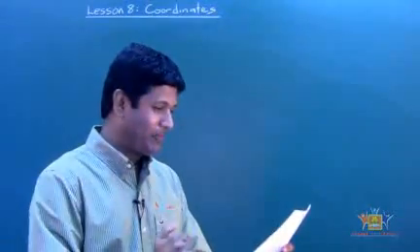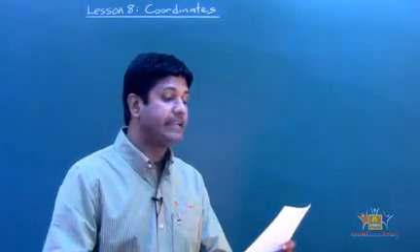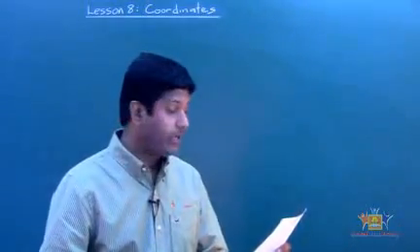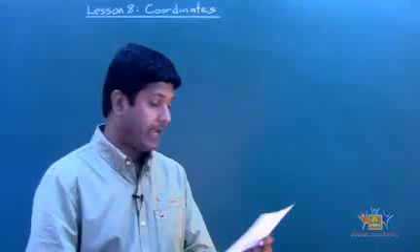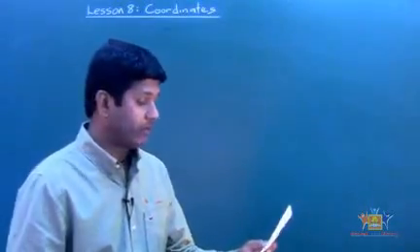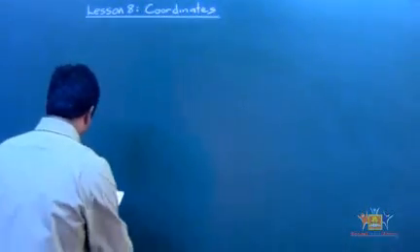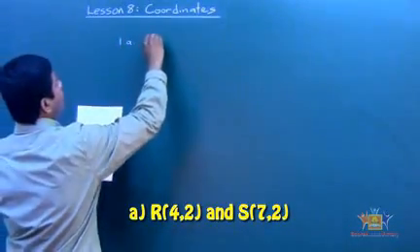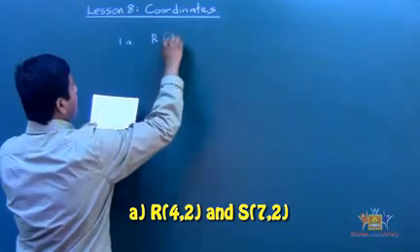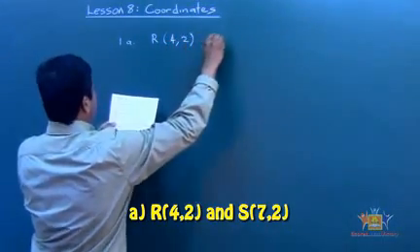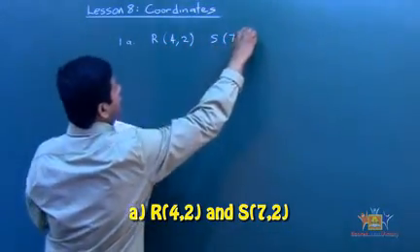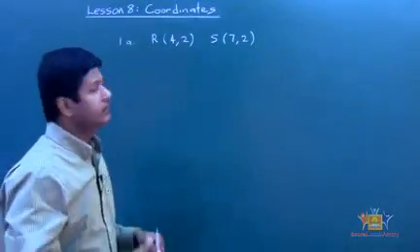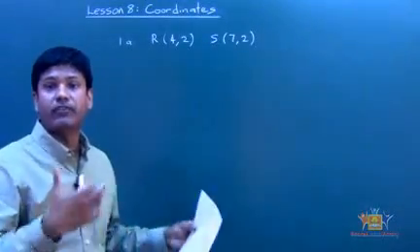Good. Alright, my dear students, so you're ready? Okay, let's do problem 1. Problem 1 says find the distance between the following pairs of points below. I've got 4 problems. Let's do 1A. We're given 2 points, R with coordinates 4, 2, and S at 7, 2. We want to find the distance between those 2 points, in other words RS.